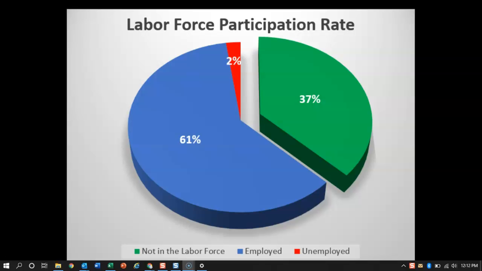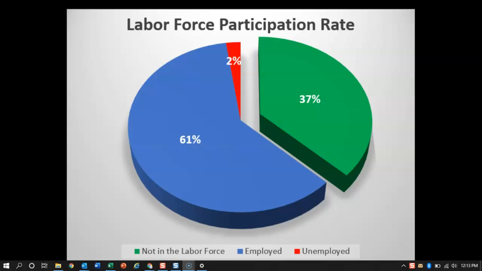Now, the labor force participation rate is going to take a look at the overall universe of people 16 or older and see what percentage of that universe is actually participating in the labor market, either with a job, employed, or looking for a job, unemployed. So what we're looking at here is saying in this example that of the universe of people 16 years or older, 61% of those people have a job. 2% of those people don't have a job and are looking to get one. And fully 37% of the population is no longer interested in trying to find work at all. And so in this case, the labor force participation rate is about 63%.